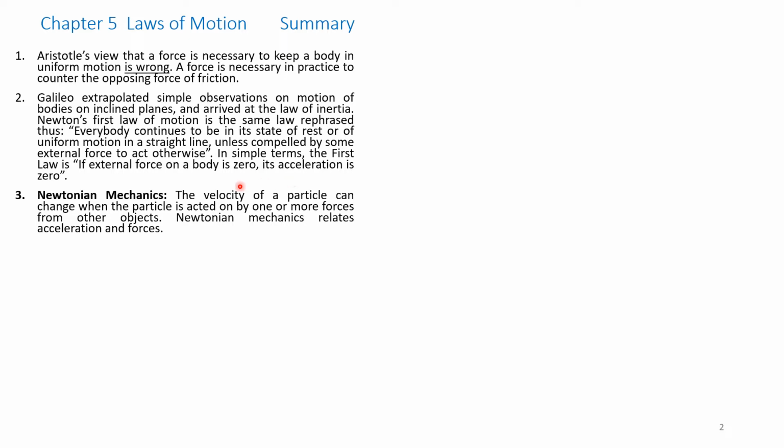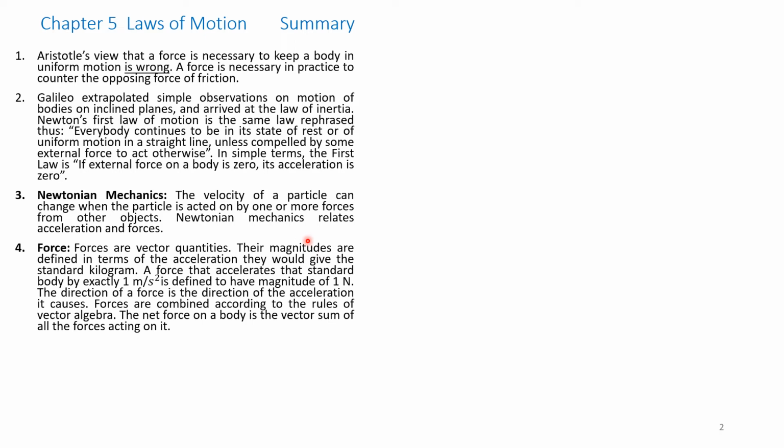Point number 3. Newtonian mechanics. The velocity of a particle can change when the particle is acted upon by one or more forces from other objects. Newtonian mechanics relates acceleration and force. Forces are vector quantities. Their magnitudes are defined in terms of acceleration. They would give the standard kilogram.